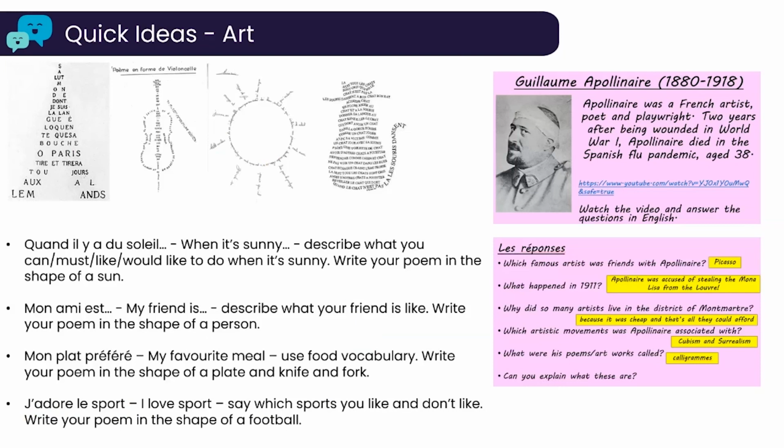But it can also be done at single word level as well. So if you've got a revision activity, you've got end of term tests, or you want to review vocab on the topic of food, for example, students could write out all the vocab they know on the topic of food in the shape of a plate with a knife and fork, or in the shape of an ice cream, however they want to do it.